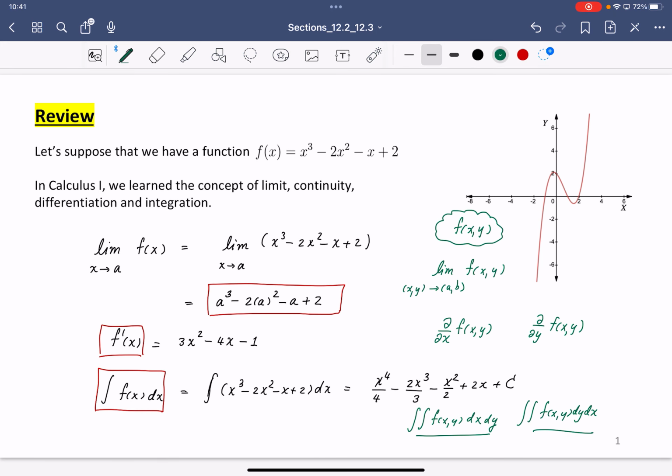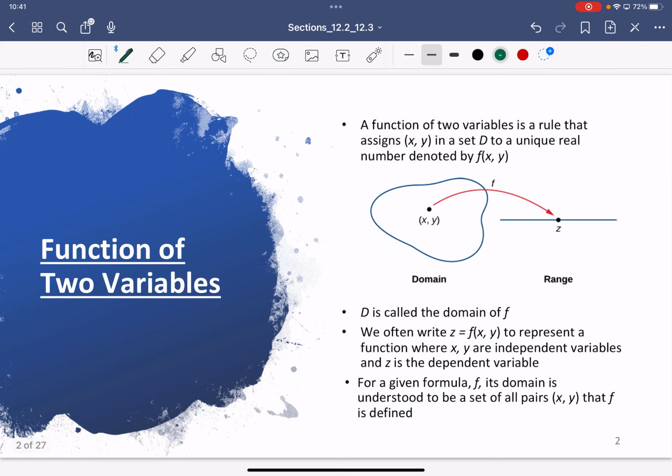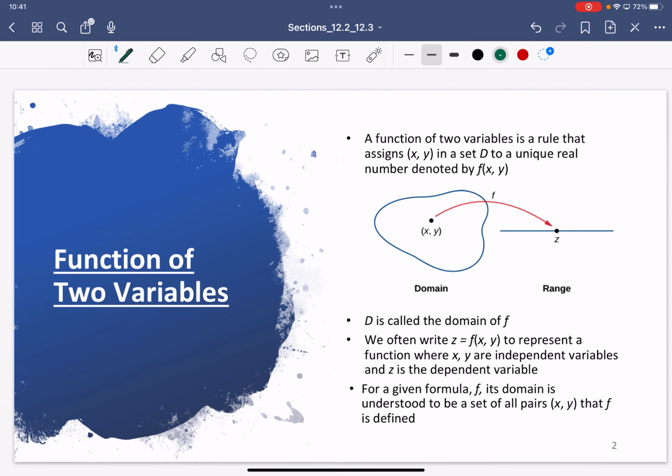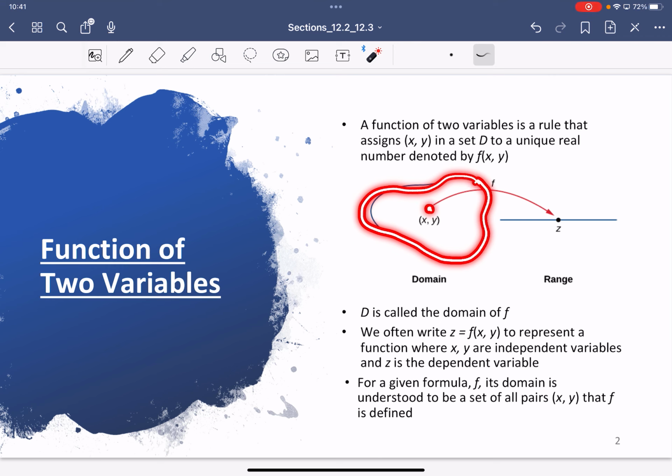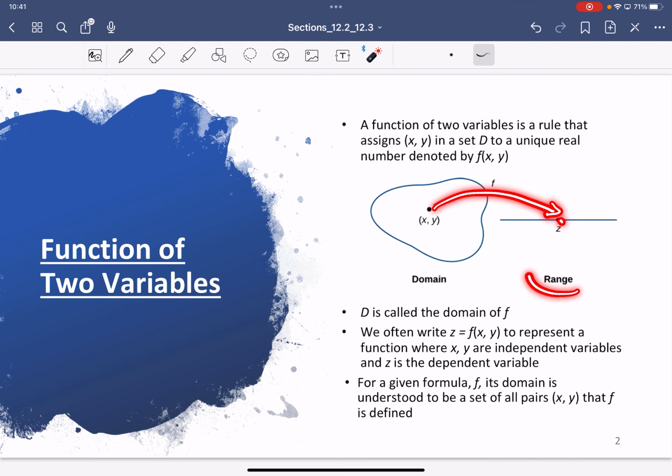Alright, so first of all, let's start by looking at the function of two variables. The domain is two-dimensional, and you send any point in the domain to a real number. When you plug in the values, you plug in x and y together at the same time, and it goes back to one dimension. The range is just in one dimension.